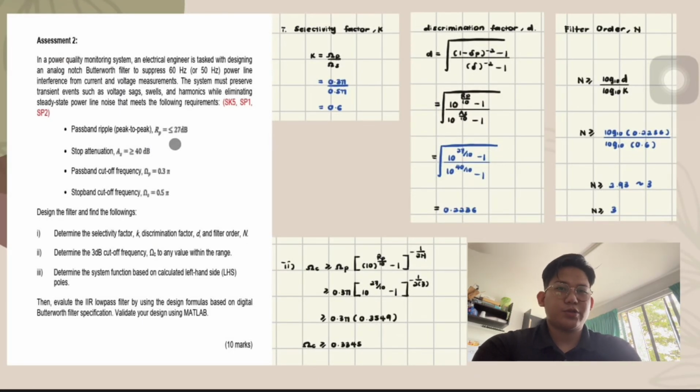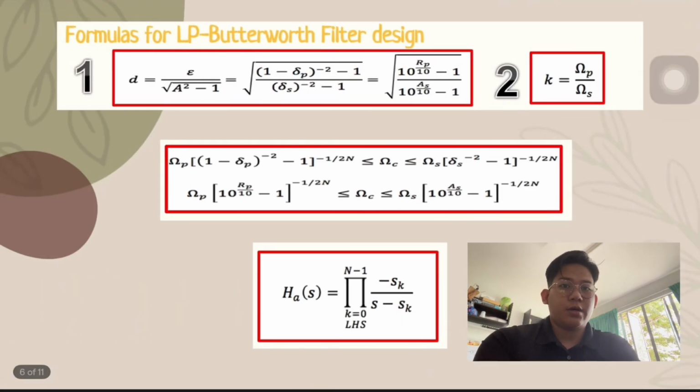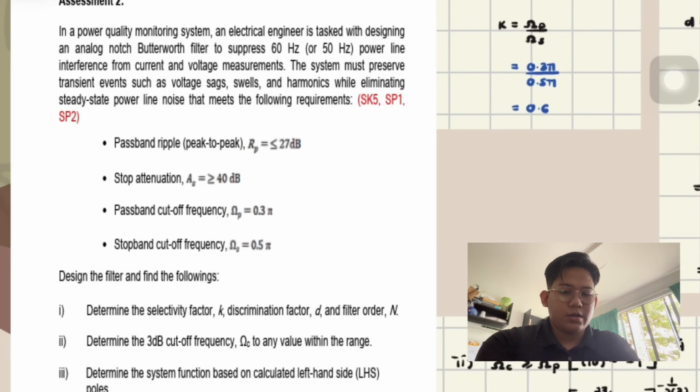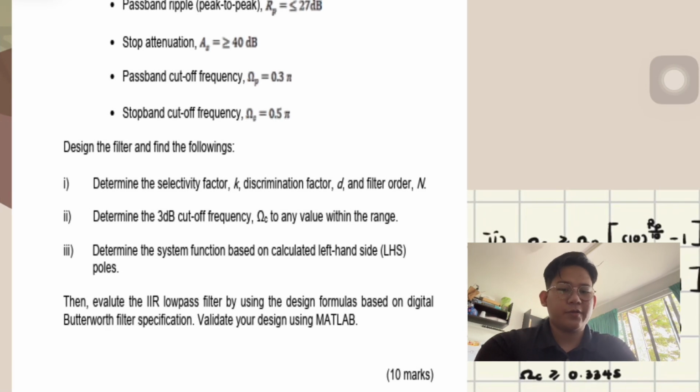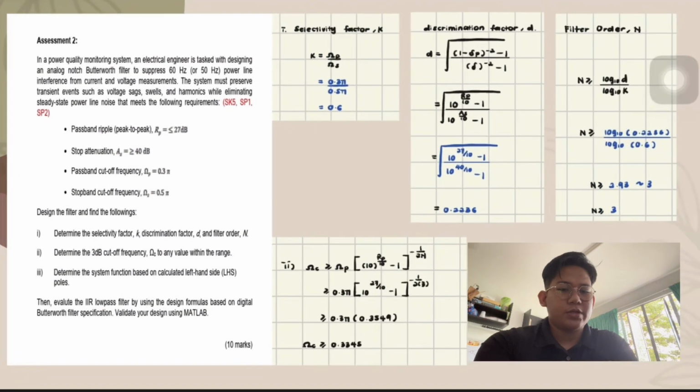Assalamualaikum, my name is Asrul bin Papes alias Kamarudin, and I'm going to continue with the solution for assessment number 2. Before I start, I'm going to show you the equations that I'm going to use. These three equations are for my solutions, and the first part is to determine the selectivity factor K, the discrimination factor D, and the filter order.